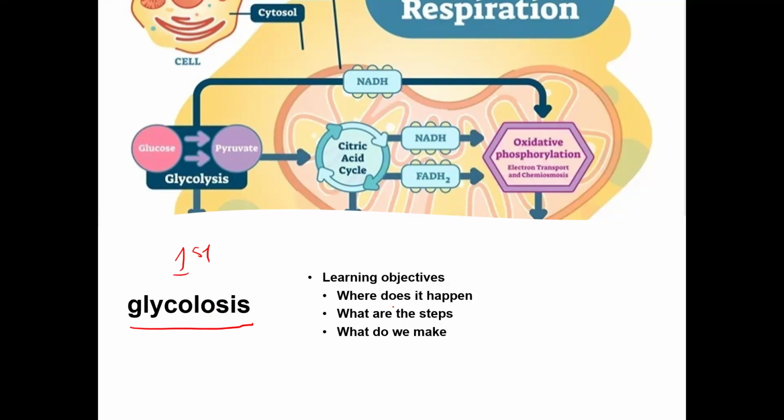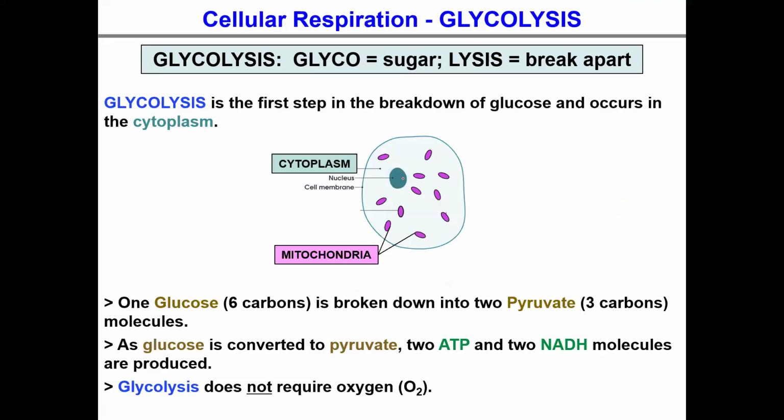So what we're going to try to do for this lecture is identify exactly where glycolysis is going to happen. We're going to look at the different steps for this portion, and then we want to figure out exactly what we are making at the very end. So let's go ahead and get started and see exactly what glycolysis is in respect to cellular respiration.